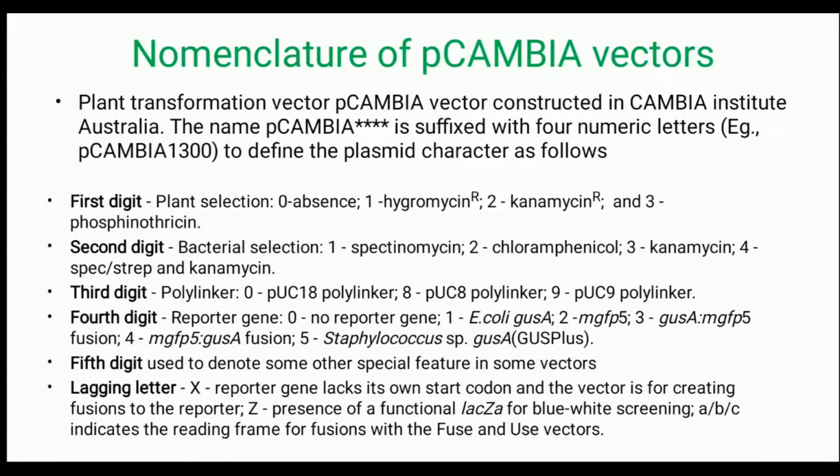And the fourth digit tells about the reporter genes, that is acting as a scorable marker. And a fifth digit is present in some pCAMBIA vectors that is used to denote some other special features. And in some vectors a last trailing letter is also present. It may be X or Z. The X means the reporter gene lacks its own start codon and the vector is for creating fusions of the reporter. If it is Z it means presence of a functional lacZα for blue-white colony screening that helps during cloning.